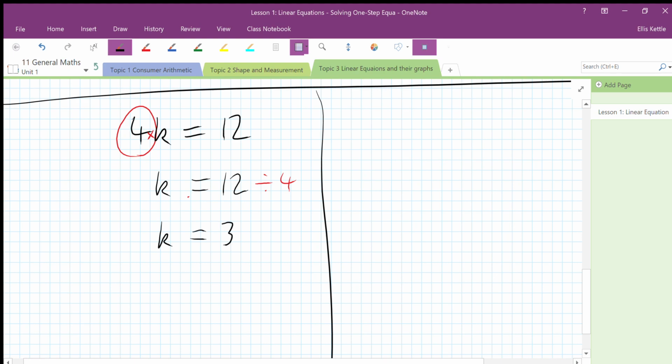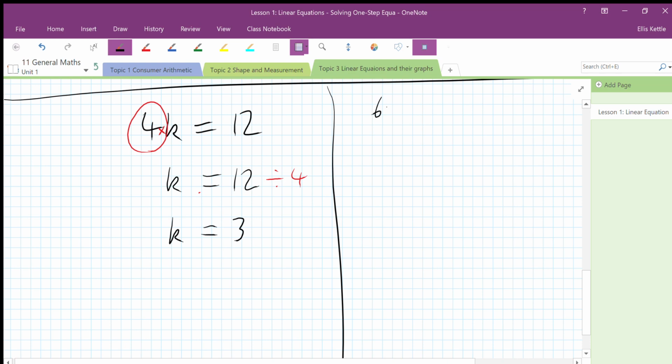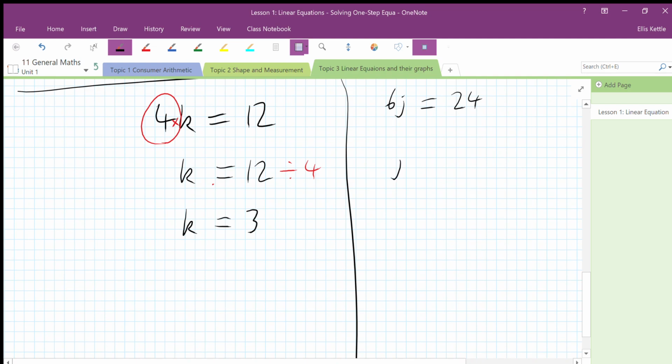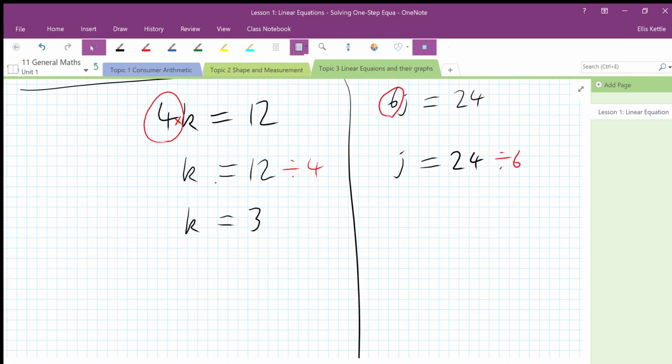Right? Alrighty, I'll give you another one. We'll go 6j equal to 24. Pause the video, have a quick go. Alrighty, so what's the opposite of timesing by 6, right? Because that's what that means. 6j means times by 6. Well, it'd have to be dividing by 6. And j equals 4.